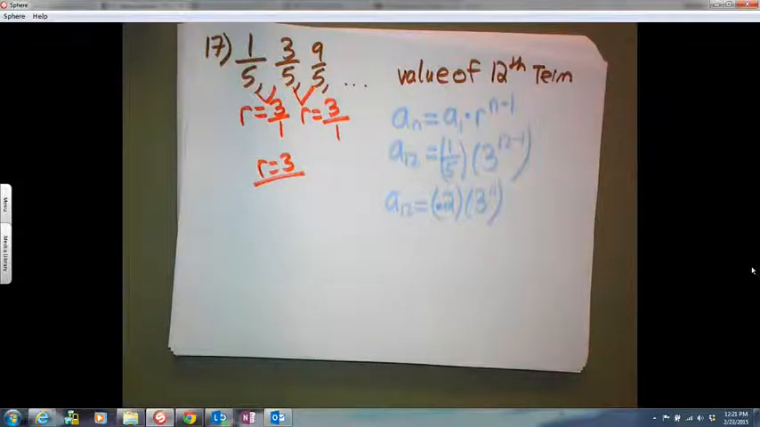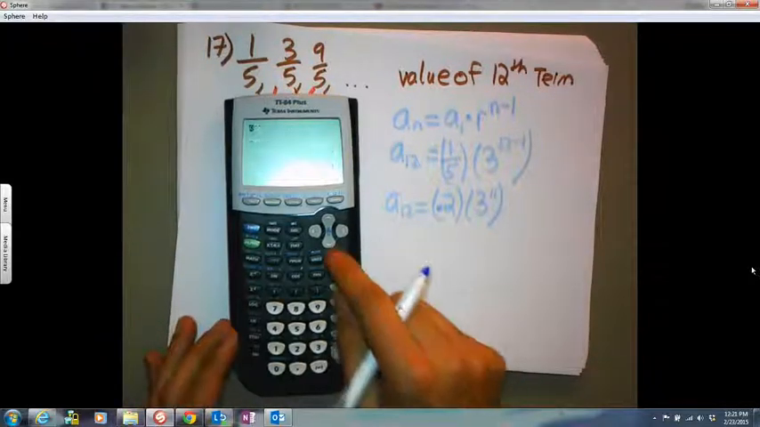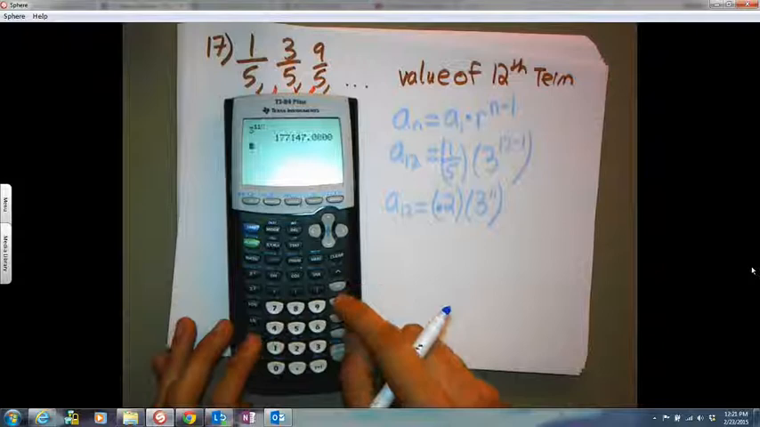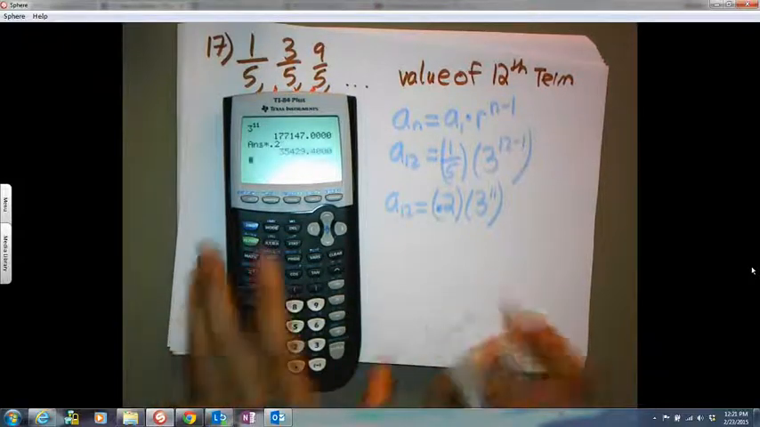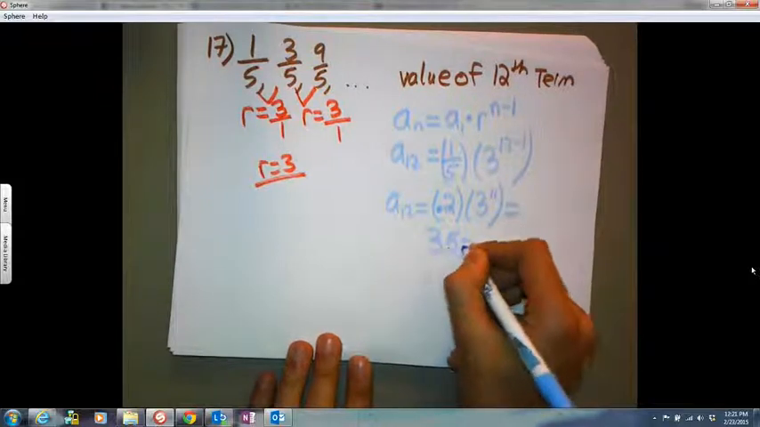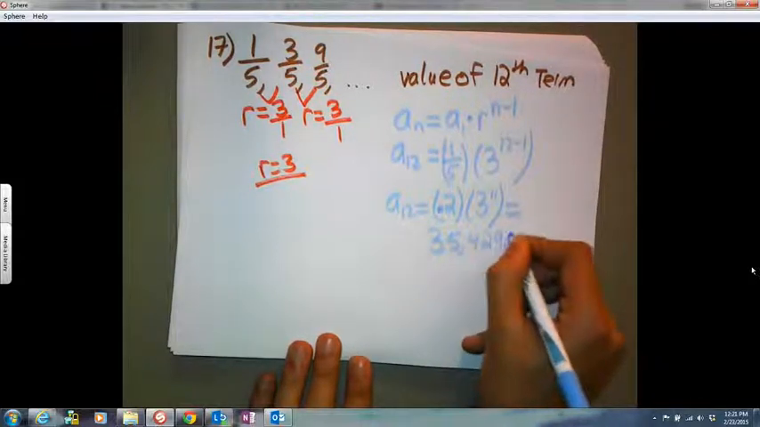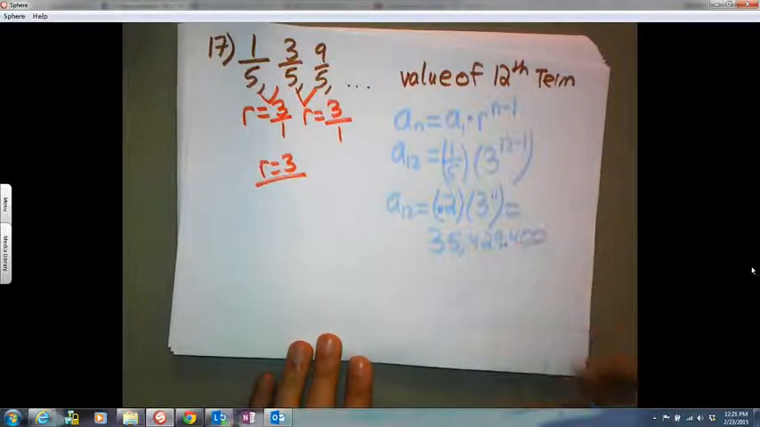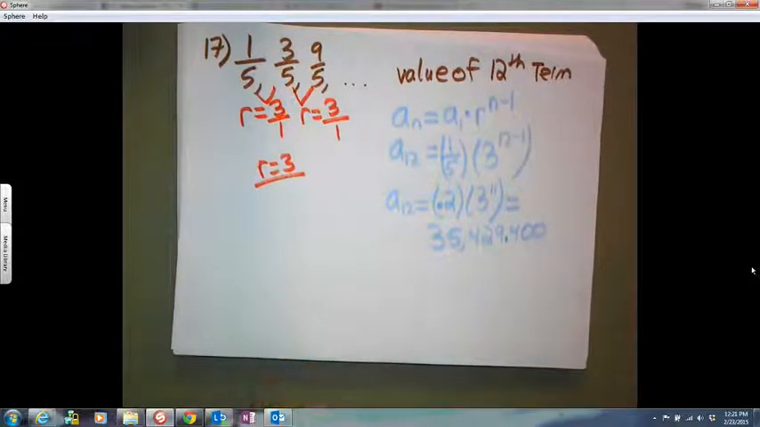My calculator, however, does. So this is where you would use the calculator. Please don't just plop the answer down. Instead, show the work as to how you got the answer. Questions on number 17? Cool.